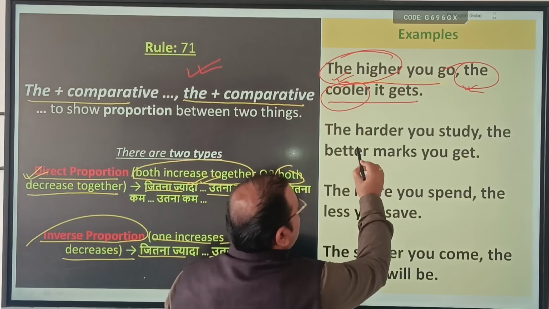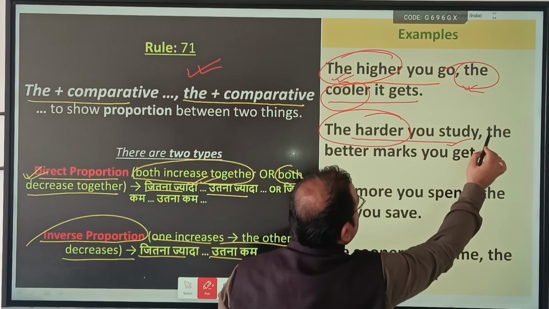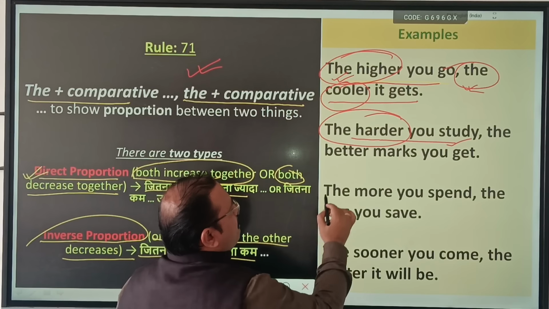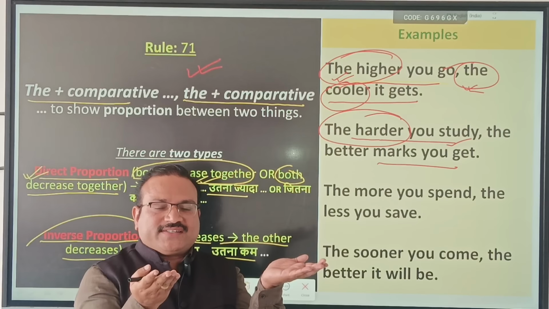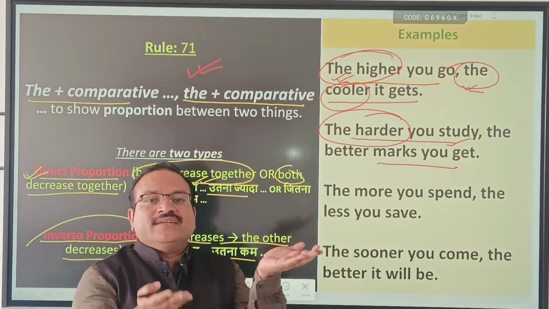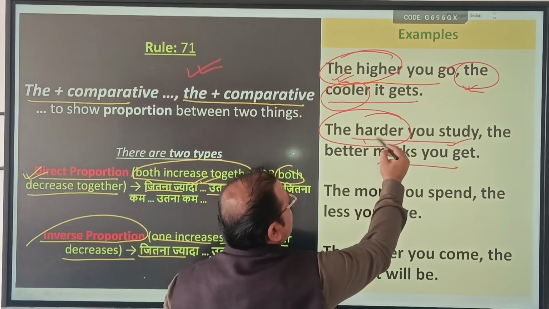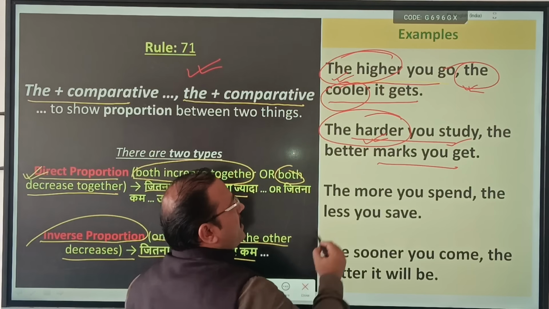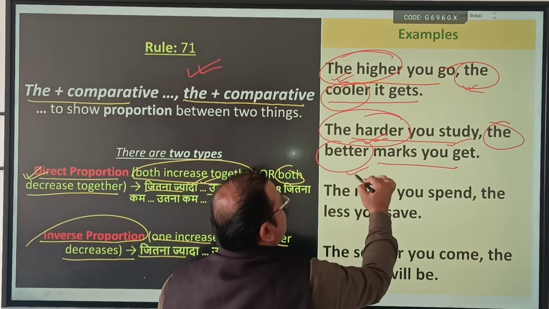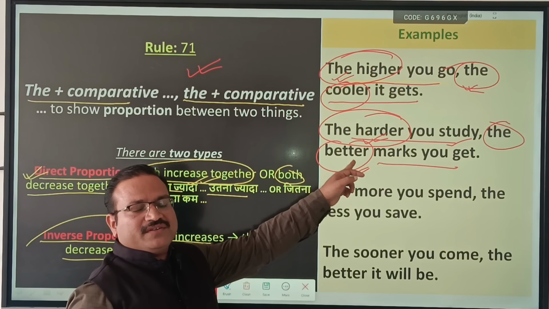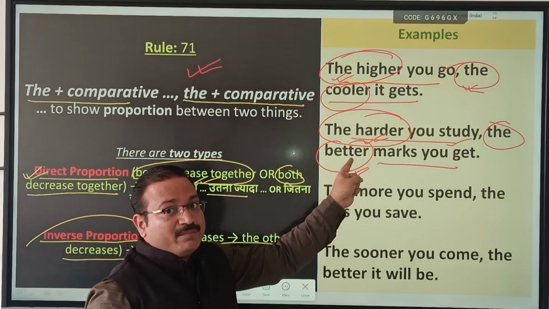Second one: the harder you study, the better marks you get. The more study, the more marks. One is increasing, the other is also increasing. So the comparative, the harder, and you can see the better. The harder and the better. The comparative, the harder, the better, the comparative.